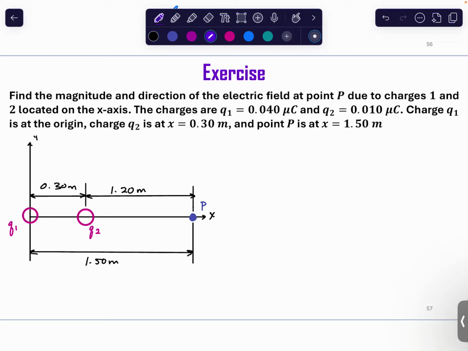Okay, well, both of these are positive charges. So at point P, you don't really have to draw them in, but they're both going to be vectors pointing away. So they're both going to be pointed that way.